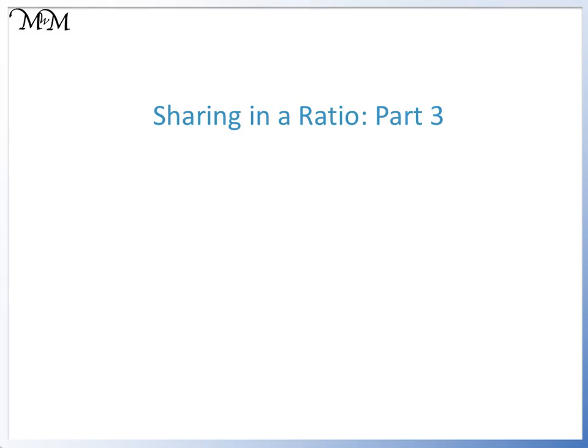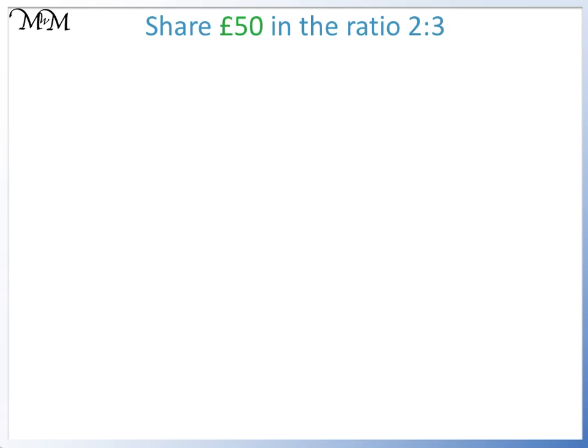We will be looking at the method that we developed in the previous lesson and from this creating steps to follow. We'll begin by looking at an example. Share £50 in the ratio 2:3.